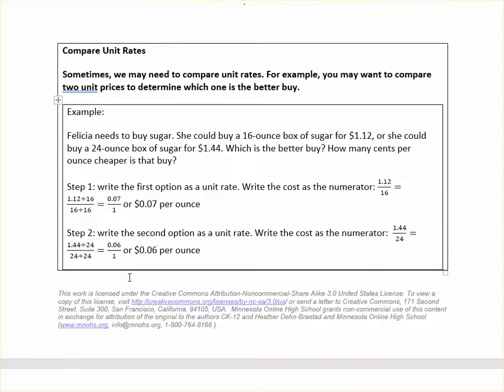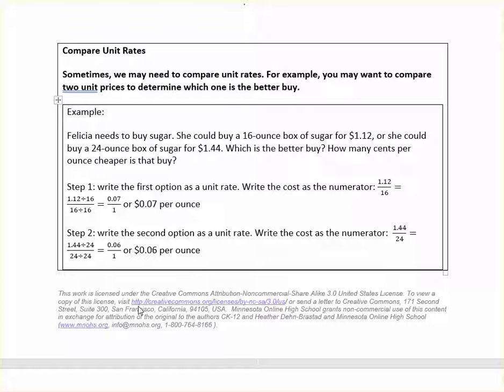Once you have unit rates, you can compare to find out which is the better buy. This is something that when you're shopping, it's nice to know which one is a better buy. Is it a better buy to buy the one with more in it, or the one with less in it, or at a different store? So we'll write these as unit rates, and then we'll compare.